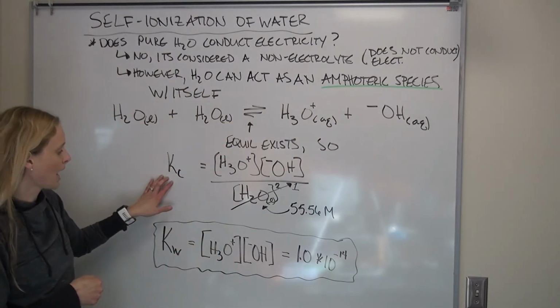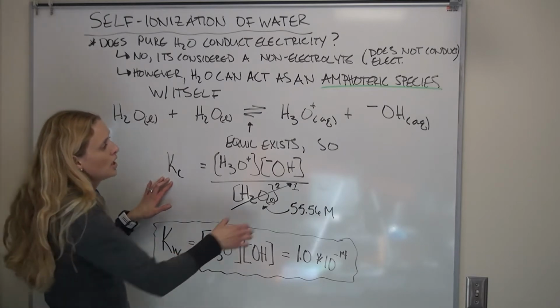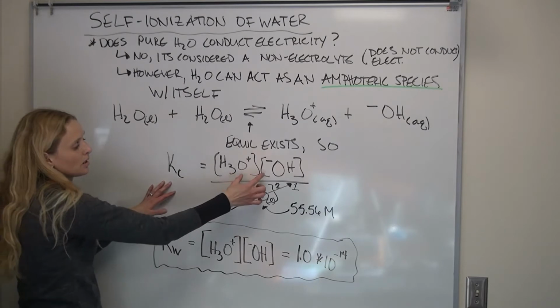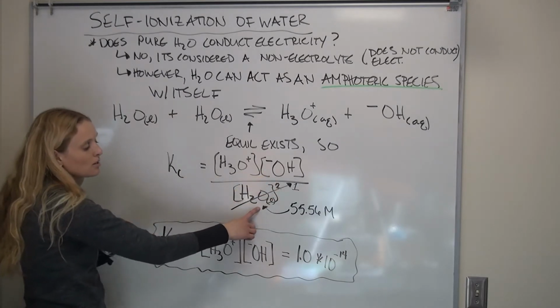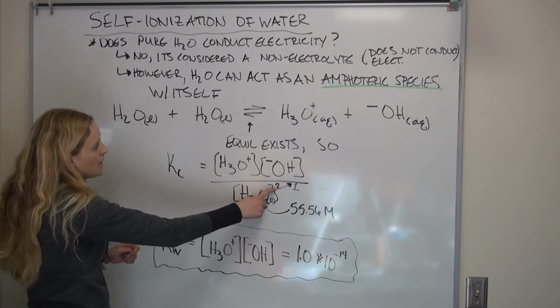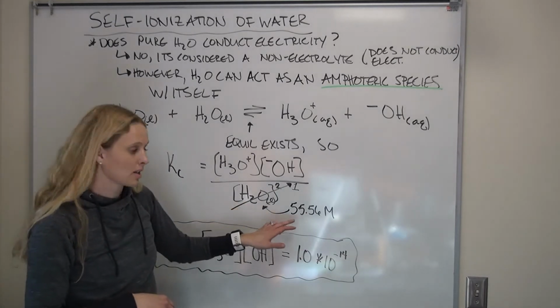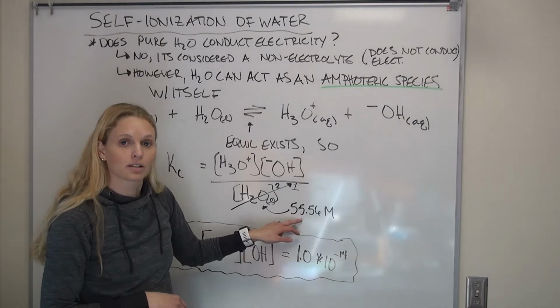Okay, so we can write a K for this reaction, concentration of products over reactants. The water molecule is a pure liquid, and that gets squared because there's two of them. But remember that the pure liquid has a concentration of 55.56 molar.